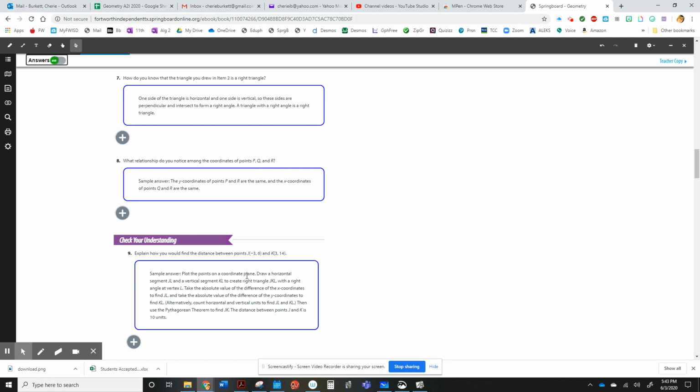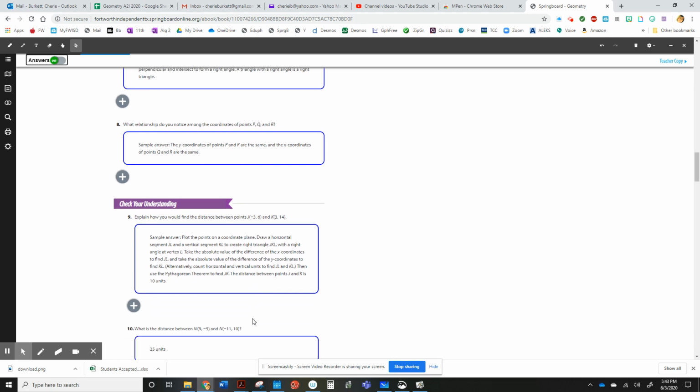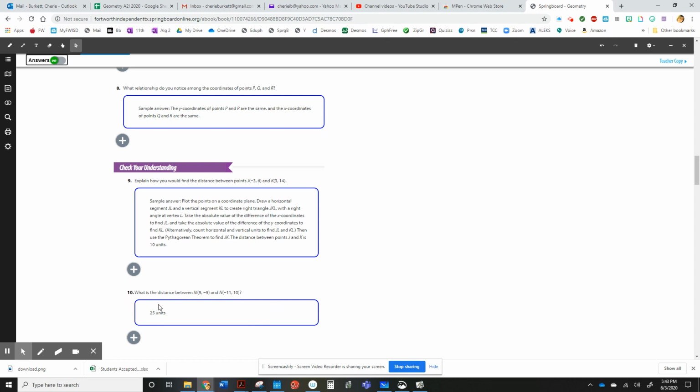Plot the points, explain how you would find it. They did explain. Notice right here they say the distance between points J and K is 10. So that's what you should have gotten. And then this one right here, they just said find the distance. They didn't ask you to explain. It is 25 units. So you should have gotten 10 for this one, 25 for this one. The hypotenuse for this right triangle is 10. The hypotenuse for this right triangle is 25.